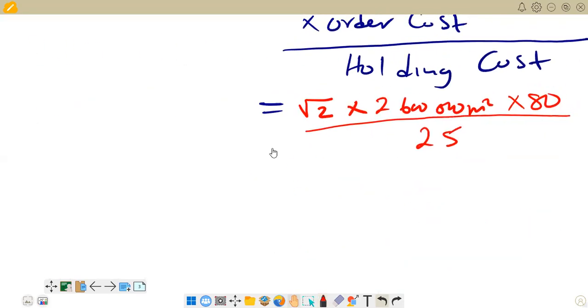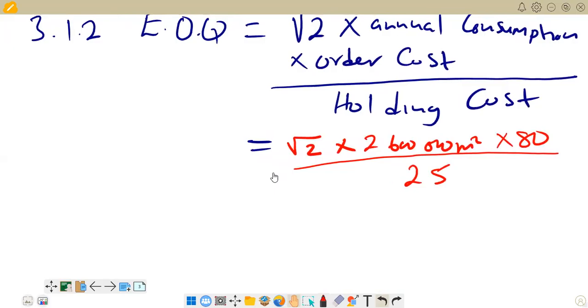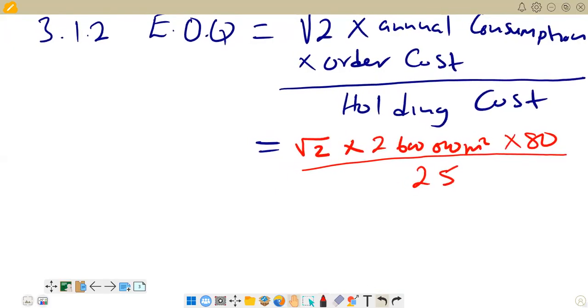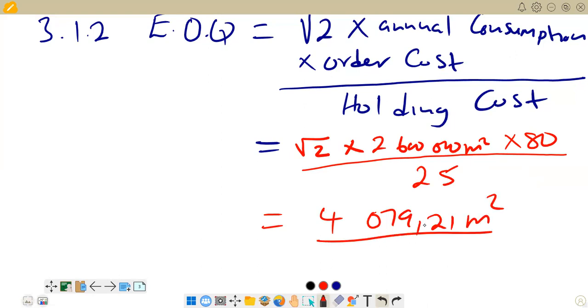The simplest way is to first multiply the numerator so that you get the answer for the numerator. Then you calculate the denominator, then you say the numerator divided by the denominator to get the answer. If you calculate that correctly, you are going to get 4,079.21 meter squared. So this is our economic order quantity. So 3.1.2 is now done. Then we go to the next question.